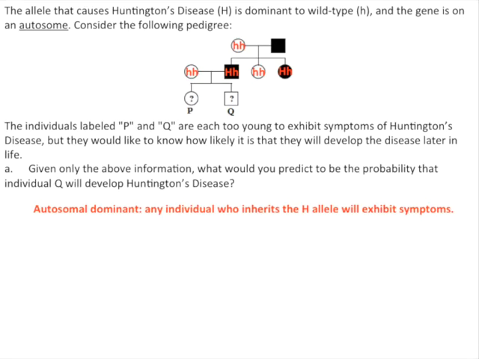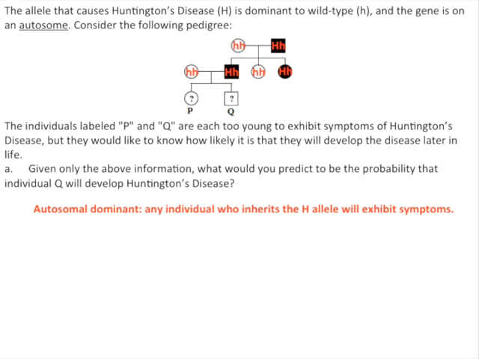We know that the father at the top of the pedigree must also be heterozygous because not all of his children have the disease, so he must have been able to pass on the little h allele to his unaffected daughter, meaning that he must possess both the big H and the little h alleles. So now let's look at individual Q.